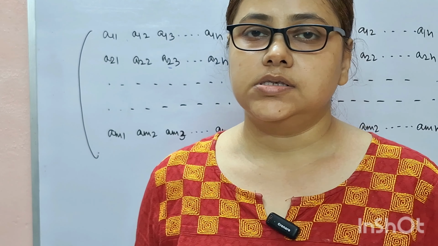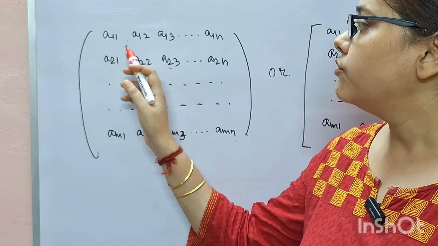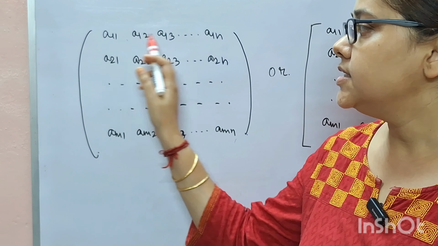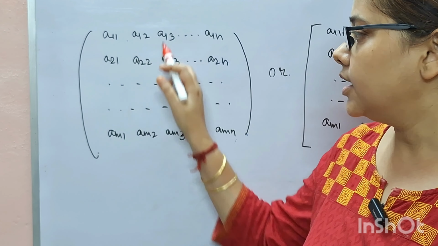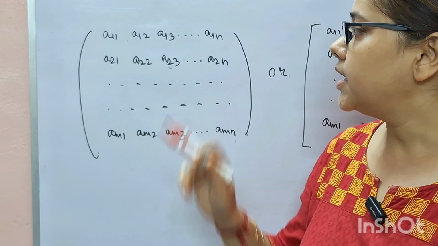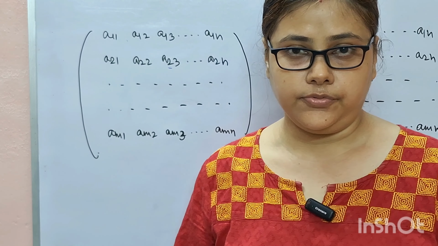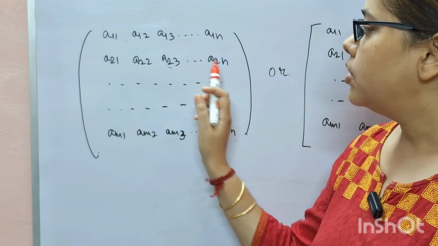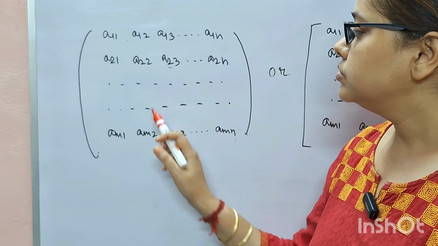A matrix is a rectangular array of m into n elements a_ij in m rows and n columns, where the elements a_ij belong to some field F. If the elements belong to the field of real numbers, then the matrix is said to be a real matrix. If the elements belong to the field of complex numbers, then the matrix is said to be a complex matrix. So there are m rows and n columns. This is rectangular in shape, so this is a matrix.